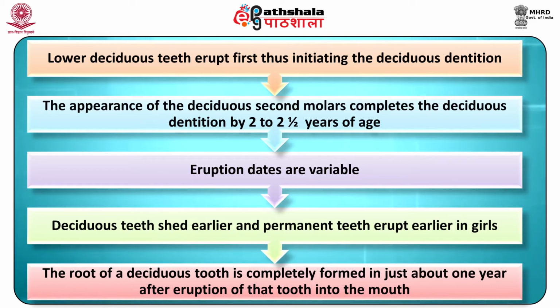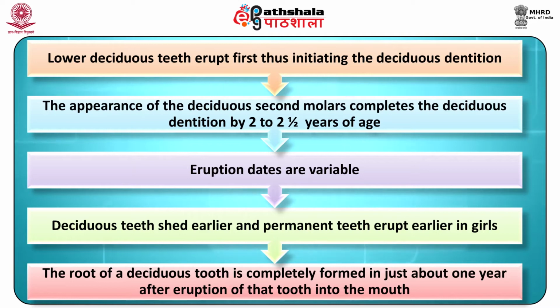The lower deciduous teeth, or the temporary teeth, erupt first, thus initiating the temporary dentition. The appearance of the temporary second molar completes the temporary dentition by 2 to 2.5 years of age. Of course, the eruption dates are variable, and the temporary teeth are shed earlier and permanent teeth erupt earlier in girls, as all developmental milestones happen first in girls and later on in boys.